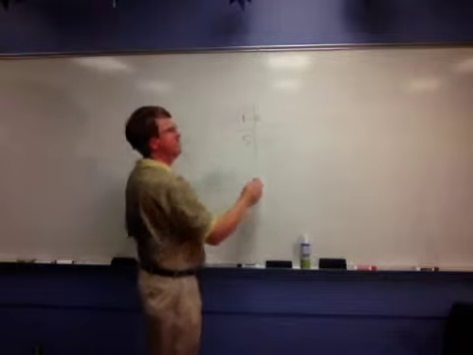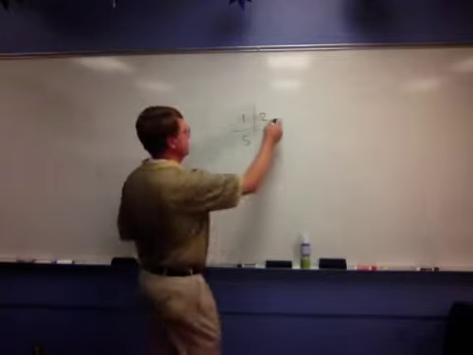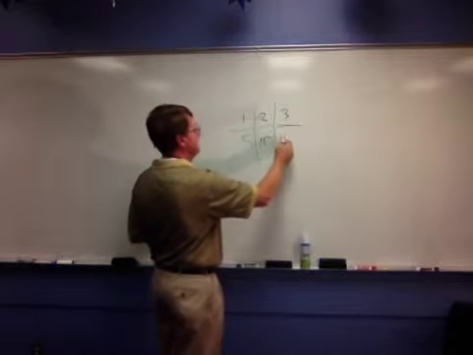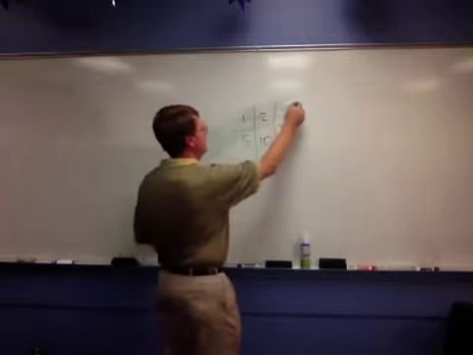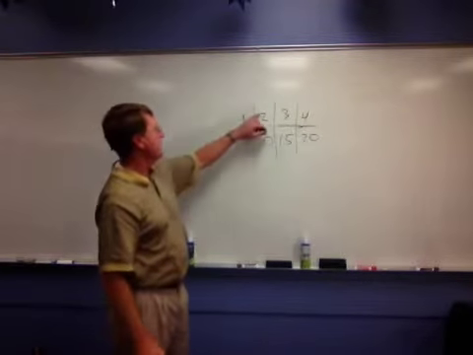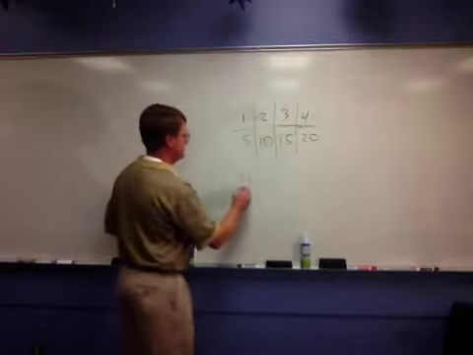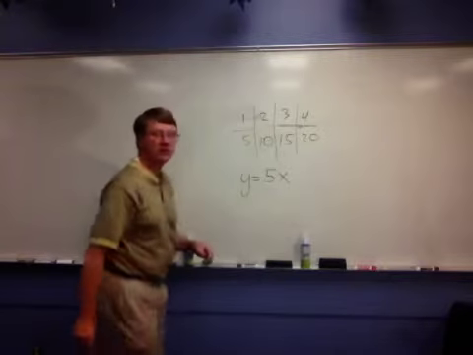5 cents. I'll make a little chart here. 2 nickels, 10 cents. 3 nickels, 15 cents. 4 nickels, 20. It's proportional. 1 out of 5, 1/5, 1/5, 1/5. It's all that. We can graph that.